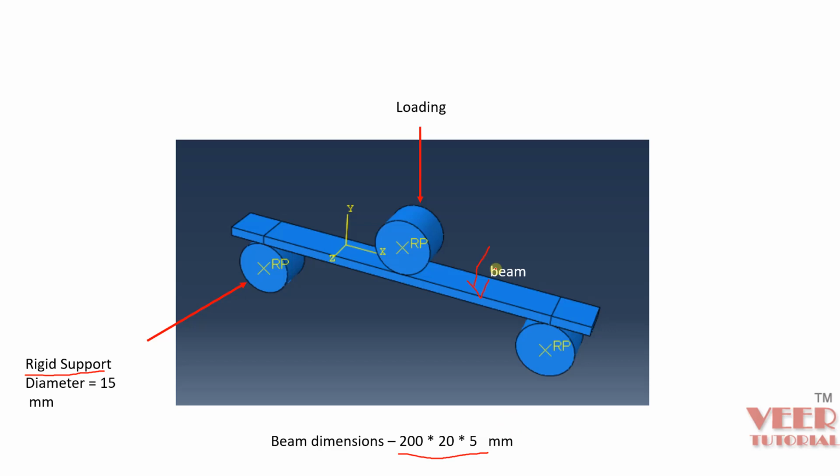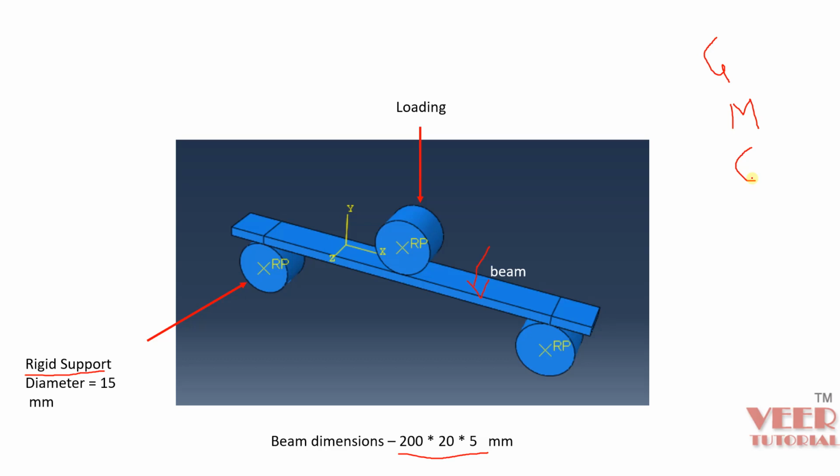Now in this problem we are going to consider all three types of nonlinearity. First we will consider the effect of geometric nonlinearity. Second we take the material nonlinearity, and third one we will take the contact nonlinearity. So that is a difference between the simple tensile test and the 3-point bending test. In 3-point bending test we can also consider the effect of different types of nonlinearity.